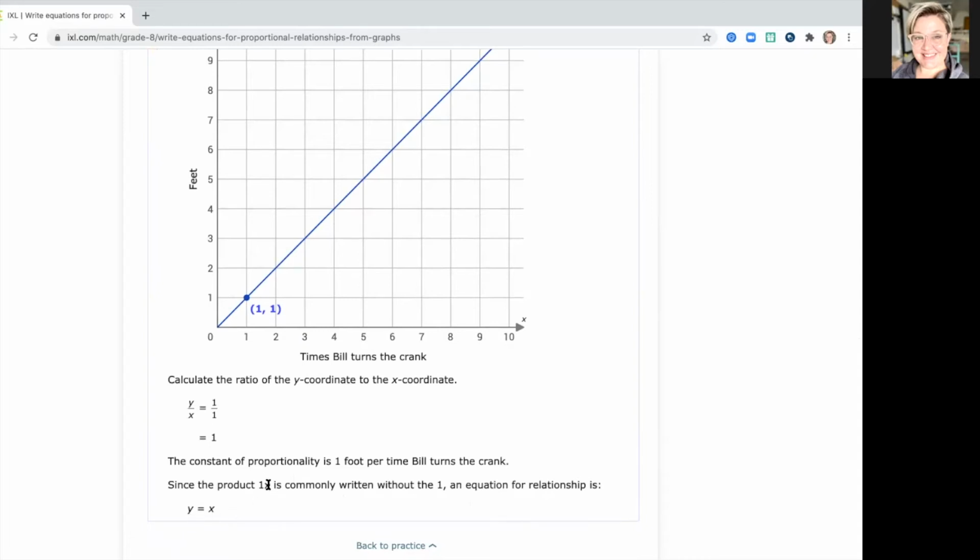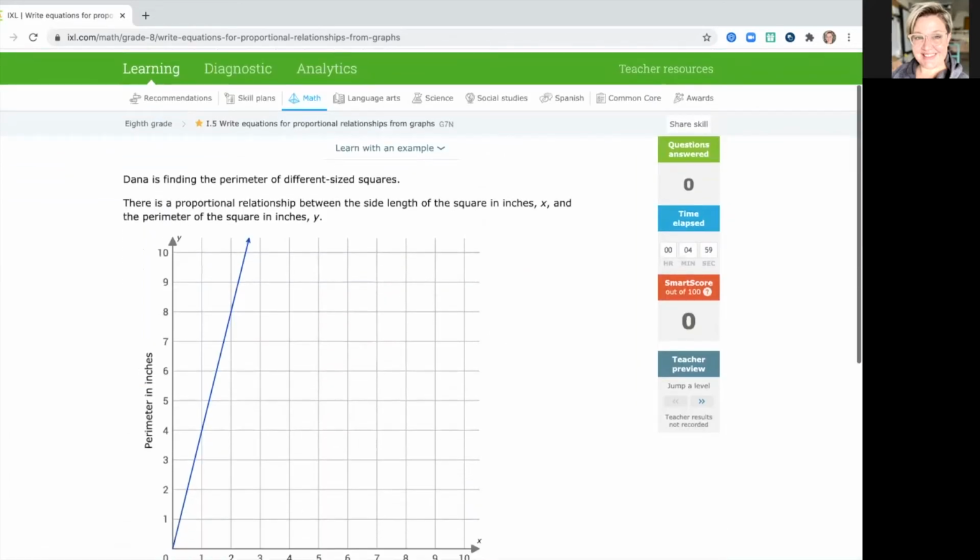Like I said earlier, when we try to get rid of unnecessary information when we're doing algebra, just like you don't have to have a multiplication sign here, we know that any variable times 1 is going to equal the variable. So we don't need to write the 1. That's why it's instructing you to just have it be the x. Okay, we're going to go back to practice and look through.